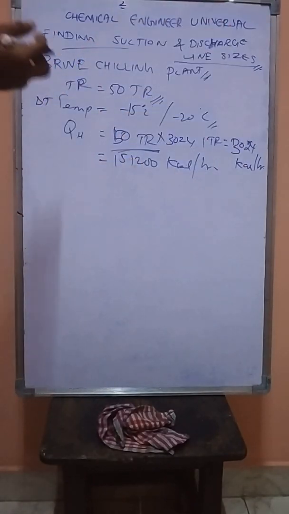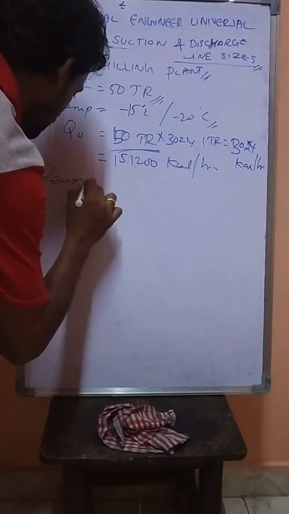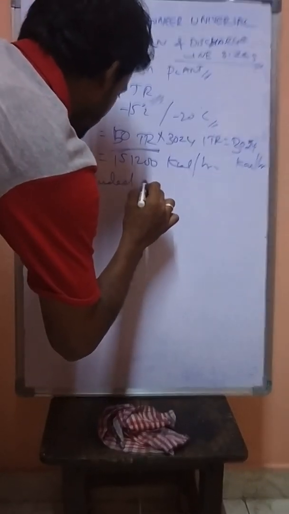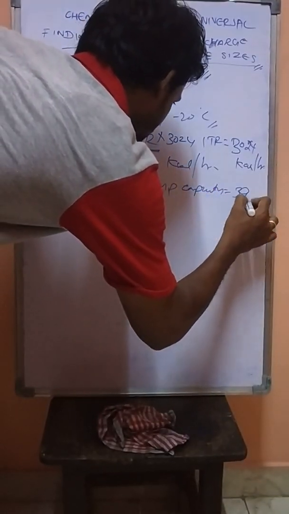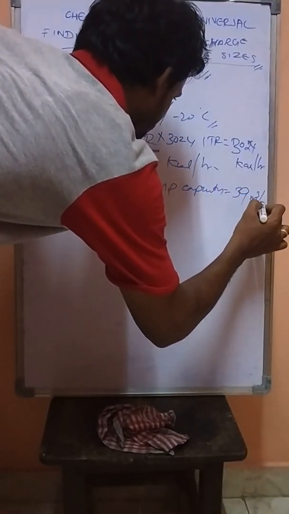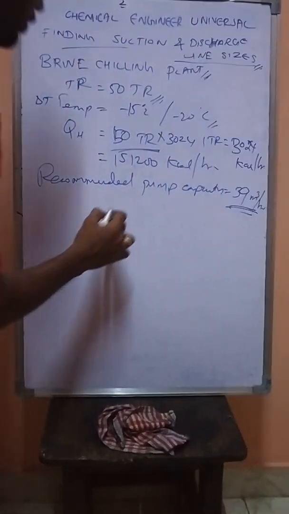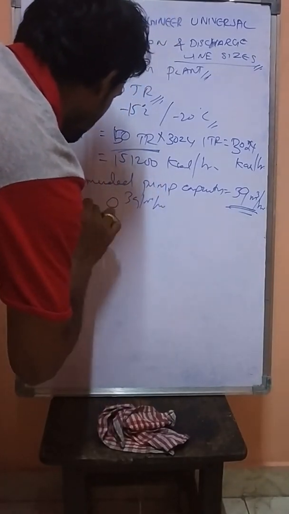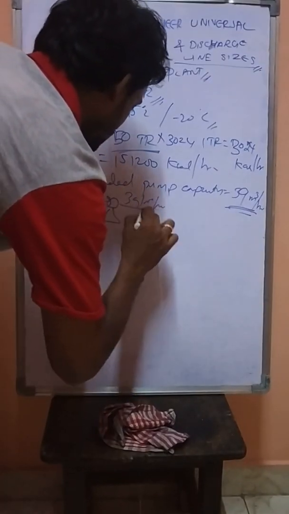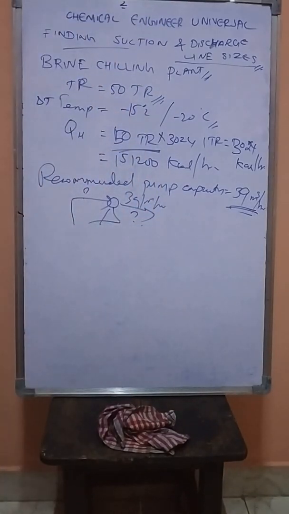We know the recommended pump capacity given here is 39 meter cube per hour. So this is the recommended pump capacity. For this pump having 39 meter cube per hour, what are the suction and discharge lines? What is the line size? That's what we are going to find out.